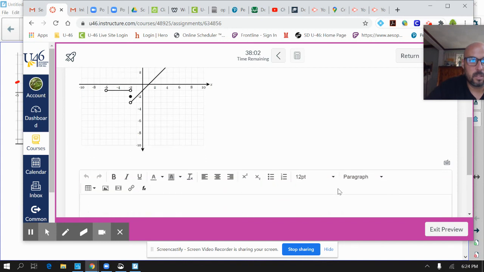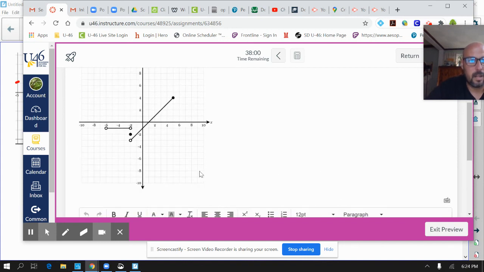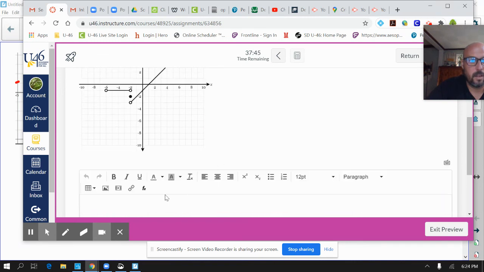Oh, number 11. This is a good one, too. We have to write this piecewise function. So, first of all, think about all the ordered pairs on this horizontal piece. What do they all have in common? They all have one thing in common. All of these y values are -1. So that is the equation, y equals -1.